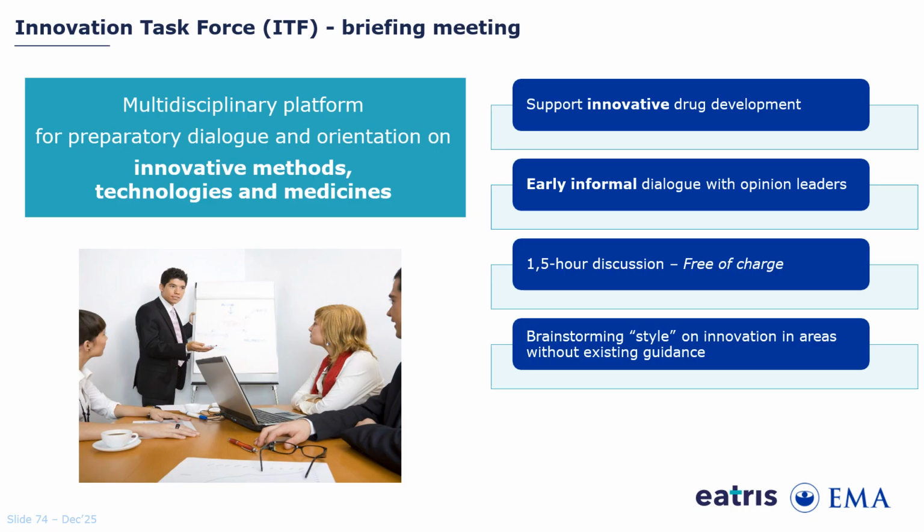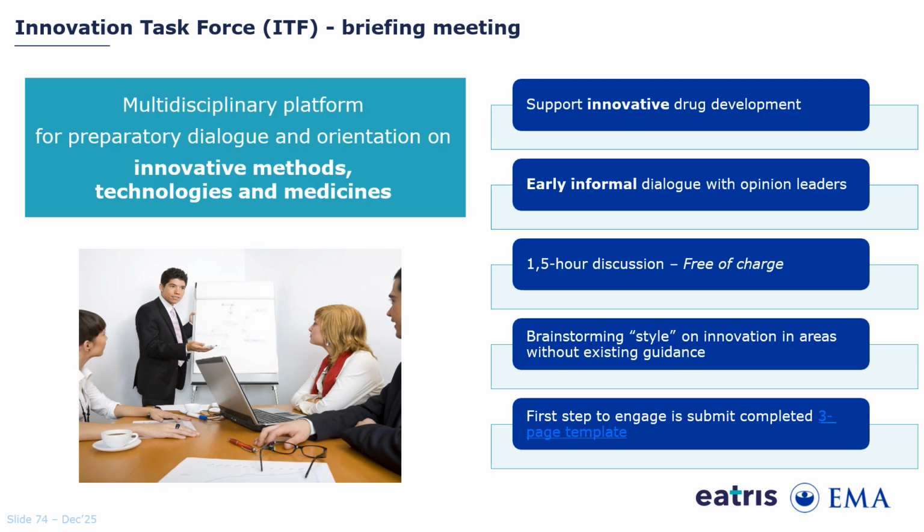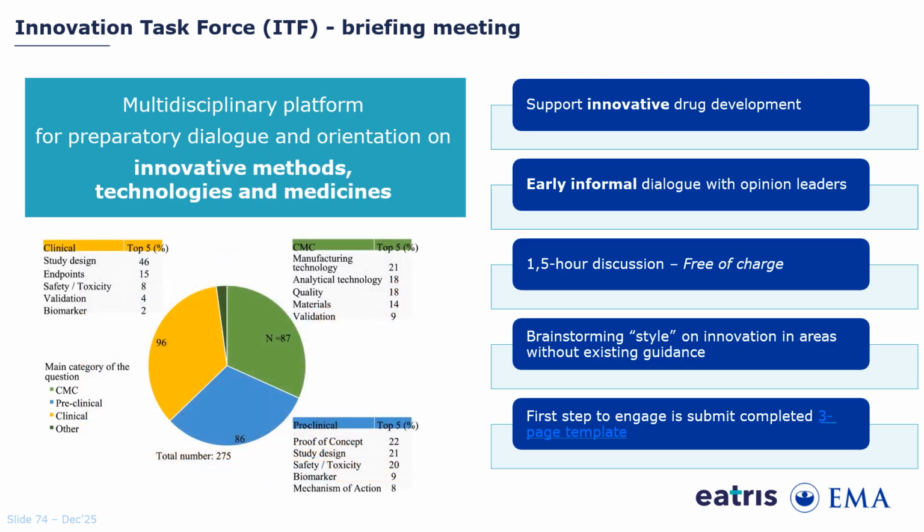To apply for a meeting, developers must submit a concise 3-page ITF meeting request form, available on the EMA website. Once accepted, they meet with a multidisciplinary panel of EU experts who provide insight into scientific, technical, and regulatory aspects. Topics discussed vary widely, from cutting-edge manufacturing methods and 3D bioprinting to AI-enabled trial endpoints, and new approach methodologies, NAMs, supporting the 3 Ps, refine, reduce, replace animal use, including in vitro assays, organoids, and organ-on-chip technologies.